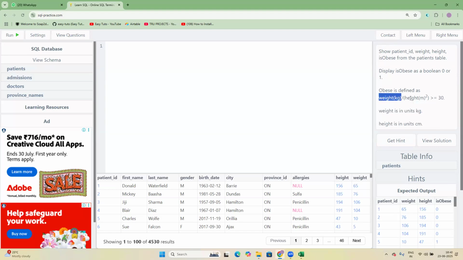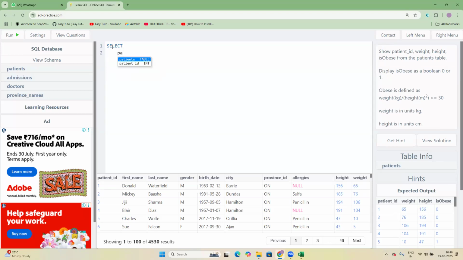Weight in kgs divided by height in meters raised to 2 should be greater than or equal to 30. Then he is obese. Otherwise, he's not. Okay, cool. Let's see how to write this. Number one, keep it very easy.